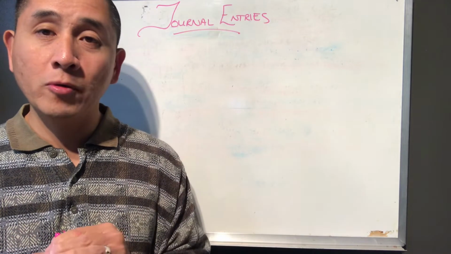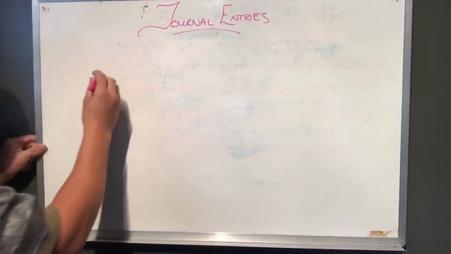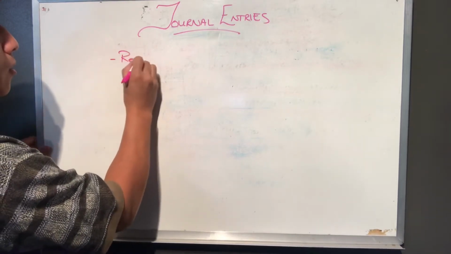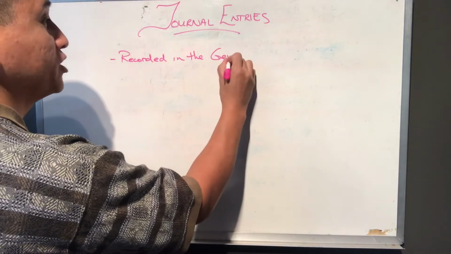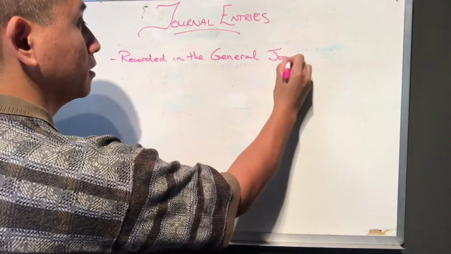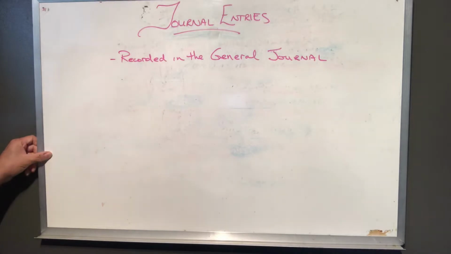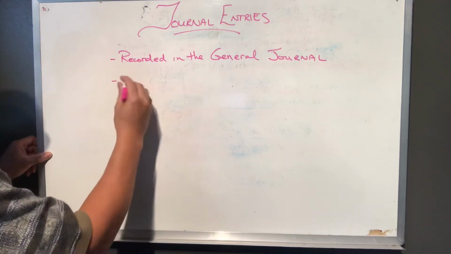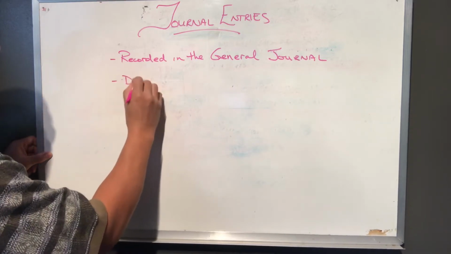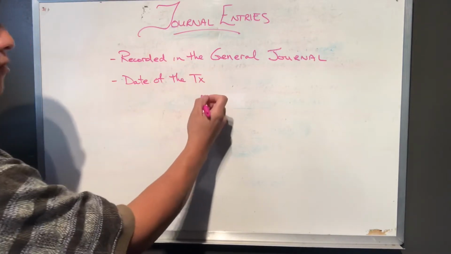So journal entries, before we begin, let's just define certain things so that we understand it a little better. Journal entries are recorded in what is called the general journal. Now, the general journal and journal entries all have the following information. They would have the date of the transaction. I'll denote transaction as TX for short.